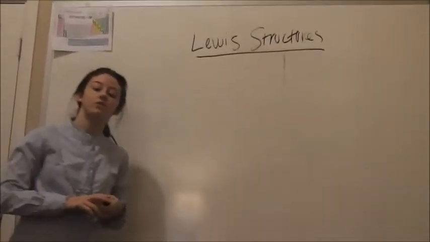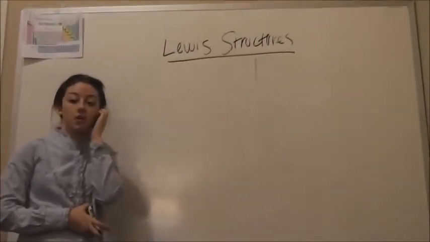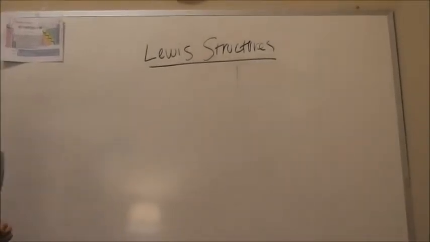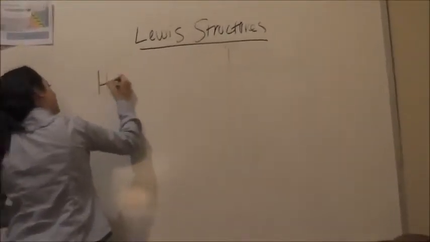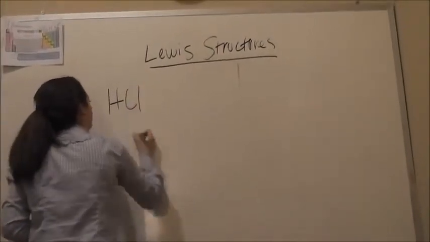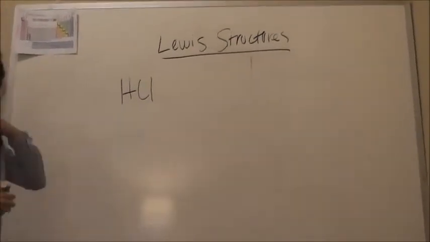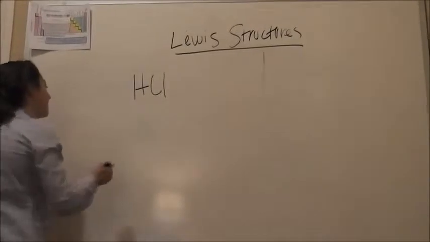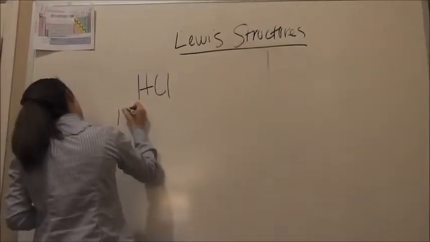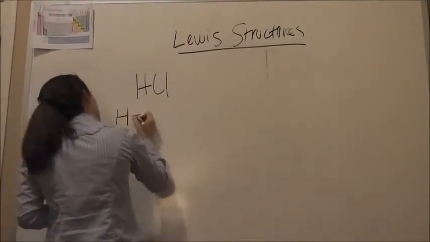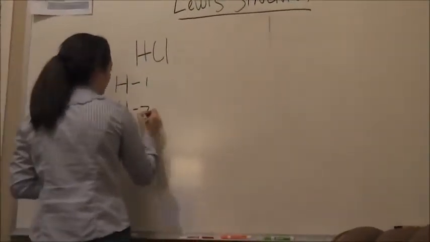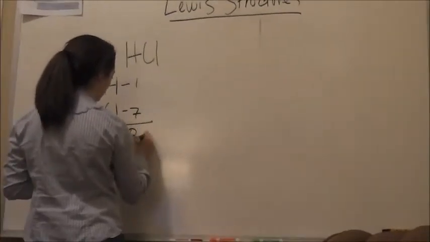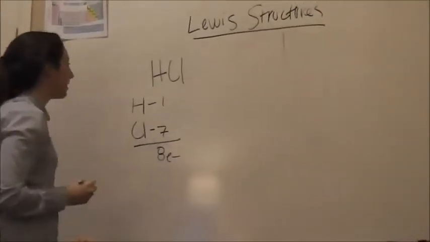Lewis structures are 2-dimensional representations of a molecule and its valence electrons. So let's do the Lewis structure of hydrogen chloride, HCl. So the first step is to find the valence electrons in the molecule. So we have one hydrogen and one chlorine atom. Hydrogen has 1 valence electron, chlorine has 7. You add them together and you have a total of 8 valence electrons.